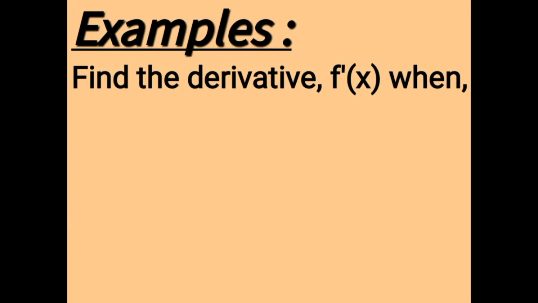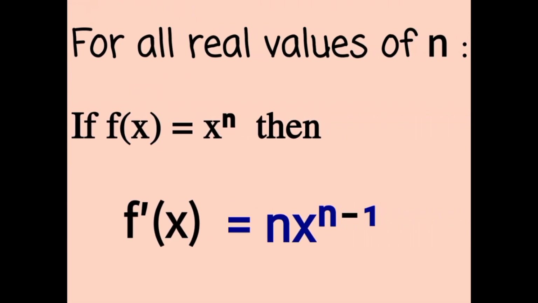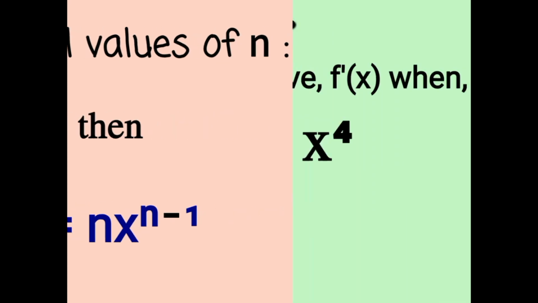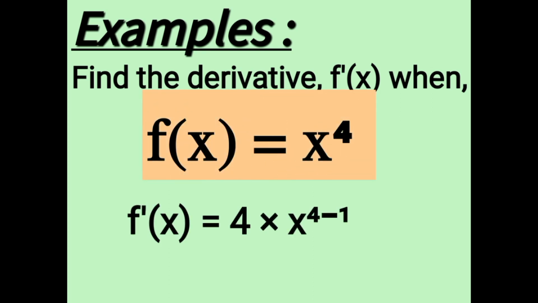Find the derivative f dash x when f(x) equals x to the power 4. As we saw earlier, for all real values of n, if f(x) equals x to the power n, then the derivative f dash x equals nx to the power n minus 1. So, we multiply by the power, in this case 4, and then subtract 1 from the power. Then, f dash x equals 4 times x to the power 4 minus 1, equals 4 times x to the power 3, equals 4x to the power 3.